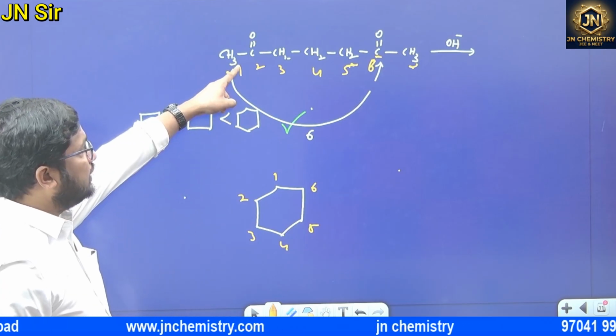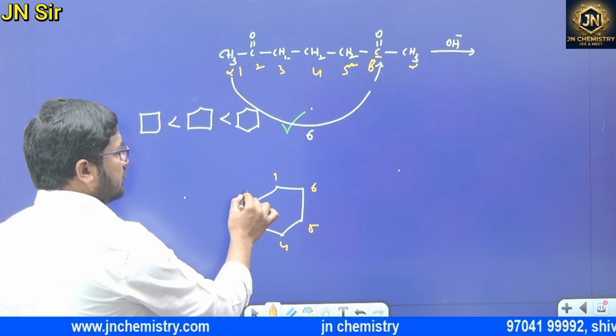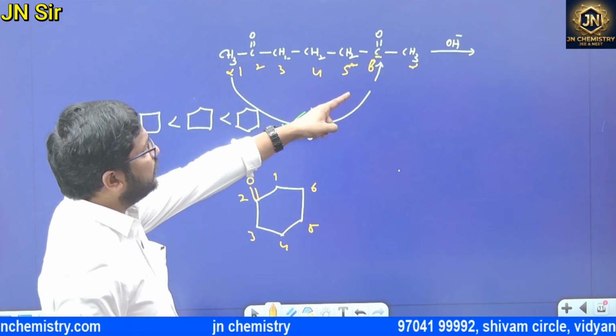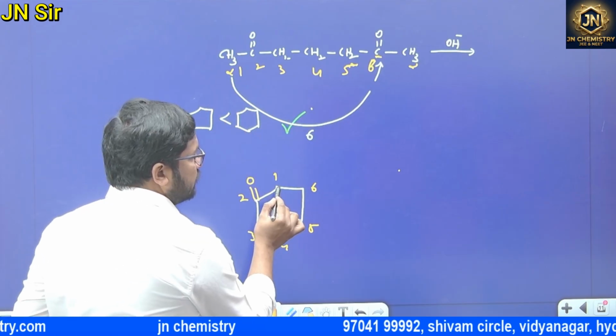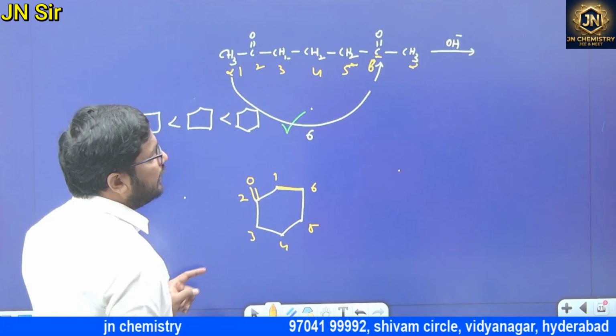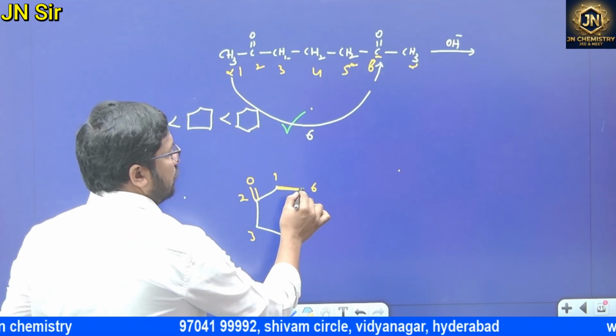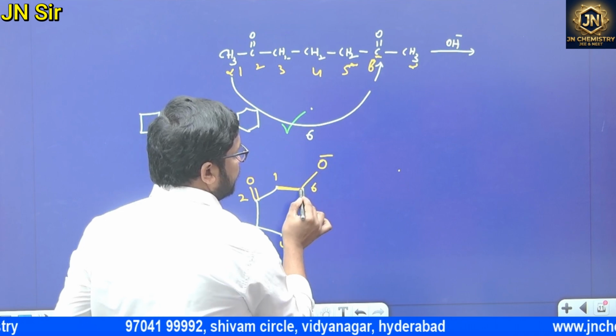See, at the second position, what is there? C double bond O. Just write the C double bond O. And the new bond which is formed between 1 and 6, I'm just showing, this is one new bond. At the first position and the 6th position, what is there? O minus and CH3.